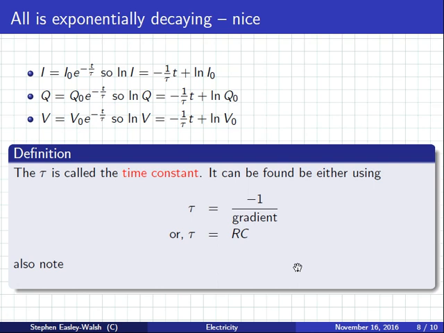Also note, one use of the time constant is it can tell you how long it takes the capacitor to discharge. So if the time constant is 2 seconds, then it means it will take 10 seconds for the capacitor to fully discharge. So the rule is about 5 time constants is the time needed to discharge the capacitor. This is an approximation, but it's quite accurate.